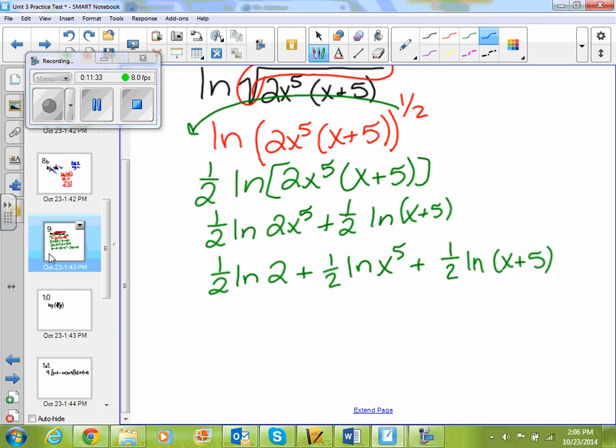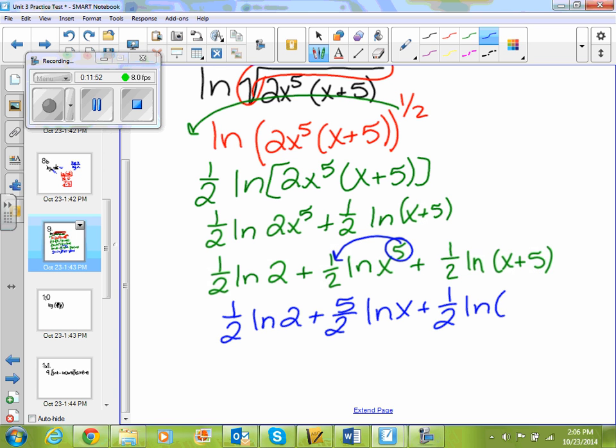And then my last step is going to be to roll this exponent down to the front. And so I'm going to get 1/2 natural log of 2 plus 5 times 1/2 is 5/2, or 2.5, natural log of x plus 1/2 natural log of x plus 5. So then what's in blue would be my final answer. Okay, so any questions on that one?